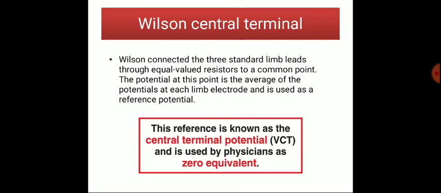Wilson central terminal. Wilson connected the three standard limb leads through equal valued resistors to a common point. The potential at this point is the average of the potential at each limb electrode and is used as the reference potential. This reference is known as the central terminal potential and is used by physicians as the zero equivalent.